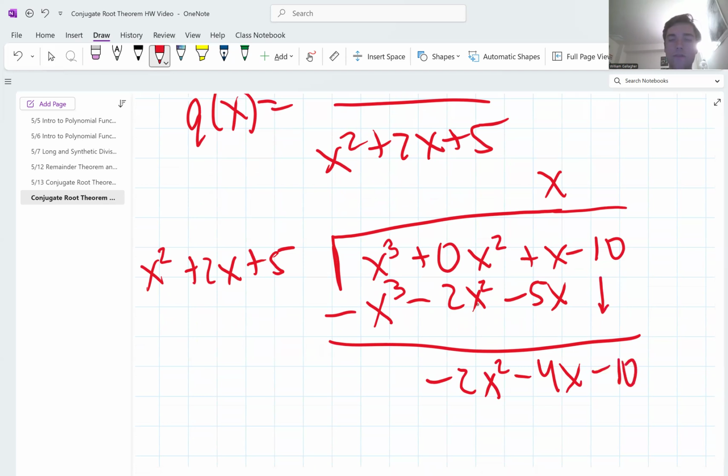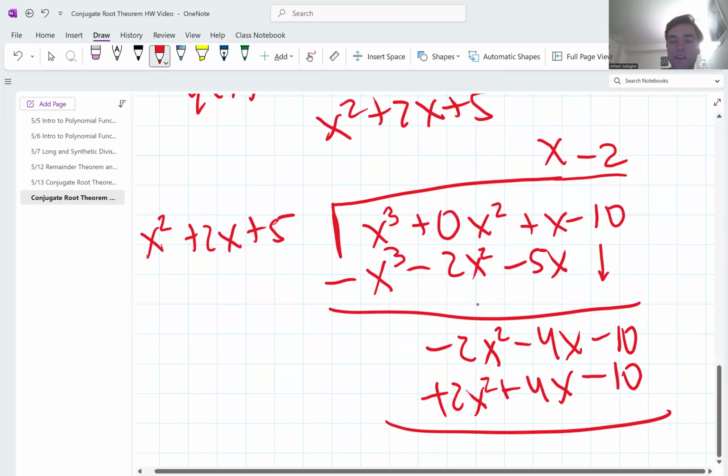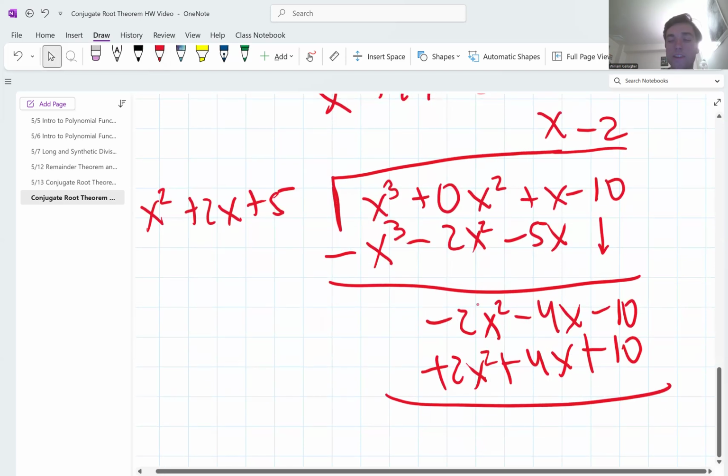So negative 2x squared divided by x squared is negative 2. So I get negative 2x squared minus 4x minus 10. And I can flip all my signs, and I get 0 as my remainder. And you should pause here and tell yourself that is what we want, right? That is what we want.